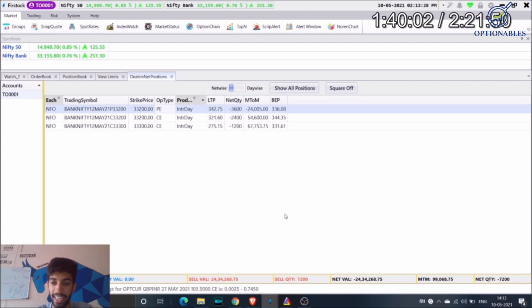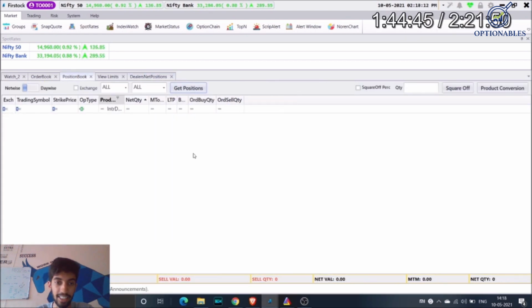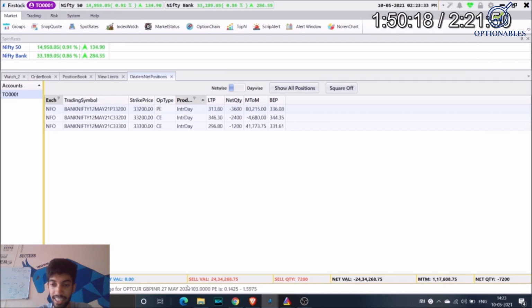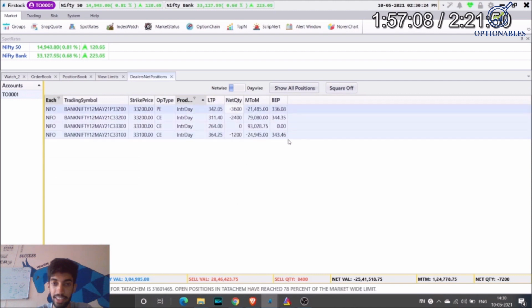So as we move ahead, nothing much has changed. Absolutely nothing has changed, and you can see that we still continue to hold the same position. 18 minutes later, our MTM has come to 1,20,000. Nothing has changed, but our MTM has come to 1,20,000. So we further move on in the trade. It starts hovering around 1,20,000 to 1 lakh.